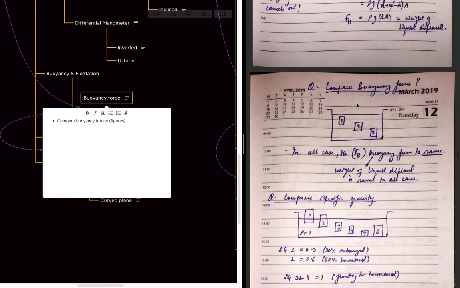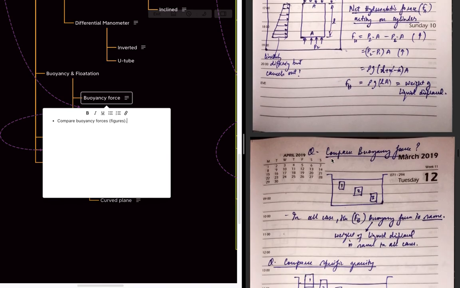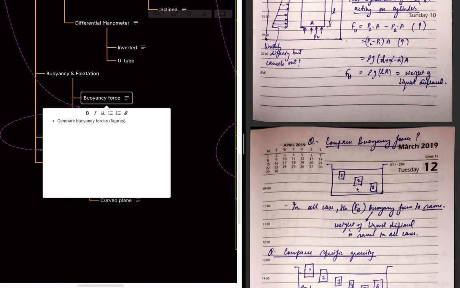Next is to compare the buoyancy forces. As we can see, in all these three cases the buoyancy force is the same. The weight of the liquid displaced is the same in all the cases. As this body is completely immersed, the buoyancy force is nothing but the weight of the liquid displaced. If all these three are the same shape, the liquid displaced will be the same. That means all of them will have the same buoyancy force.